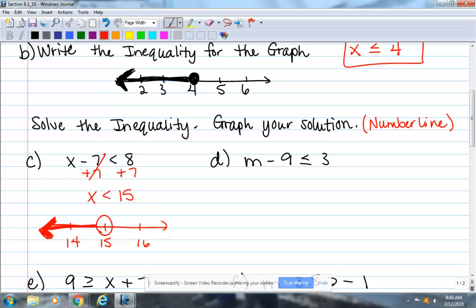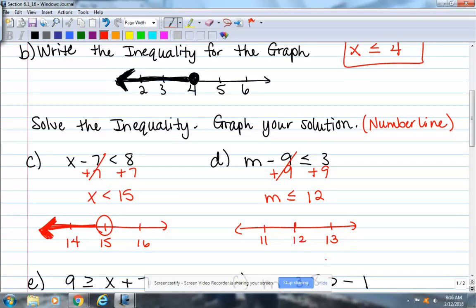All right. m minus 9 is less than or equal to 3. How do we solve it for m? Add the 9 to both sides. So m is less than or equal to what? 12. And we draw our number line. Stick a 12 in the middle, 11 and then 13.